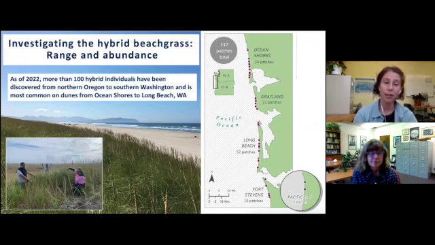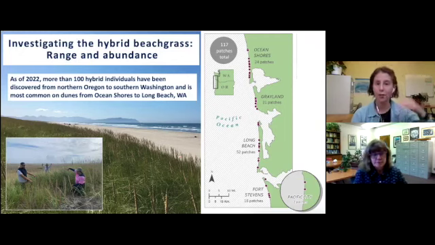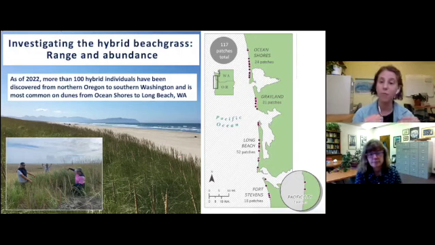We know that we found the hybrid from Pacific City, Oregon in the south, all the way up to Ocean Shores, Washington in the north. We found the most patches in Ocean Shores and Long Beach, Washington, in those two areas, although there's likely much more. So the amount that we're showing here is just probably a small portion of what is actually out there, because there's only so much we can detect by walking the dunes.